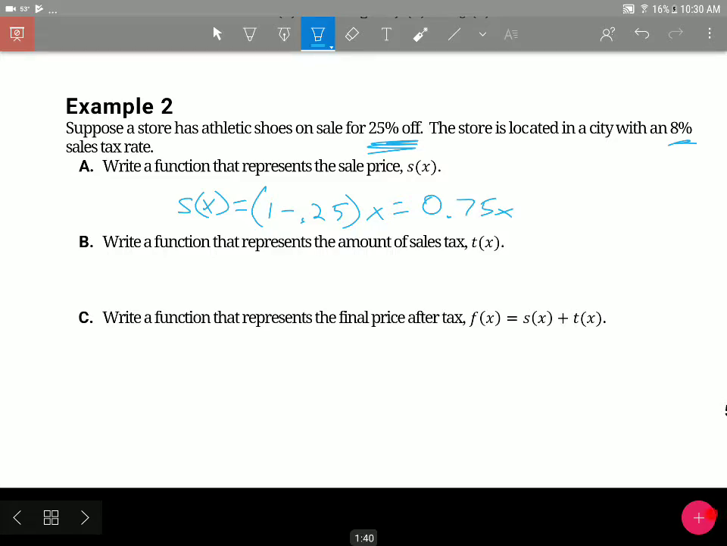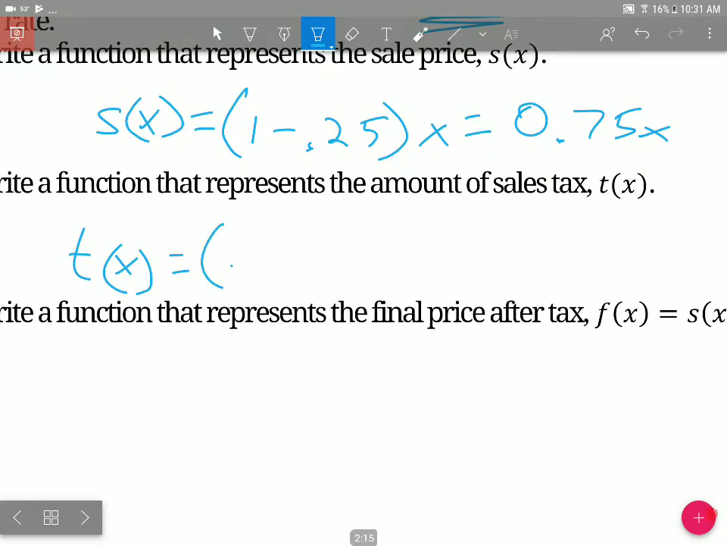All right, the next says write a function that represents the amount of sales tax. Okay, so tax. So what's the tax rate? 8%. How do you use that in the equation? You just put an 8 up there or what? How do you use 8% in an equation? Do you use it as an 8 or do you do something to it? 0.08, you got to move that decimal. Remember, we say it as 8%, but we use it as 0.08. We use it as a decimal.